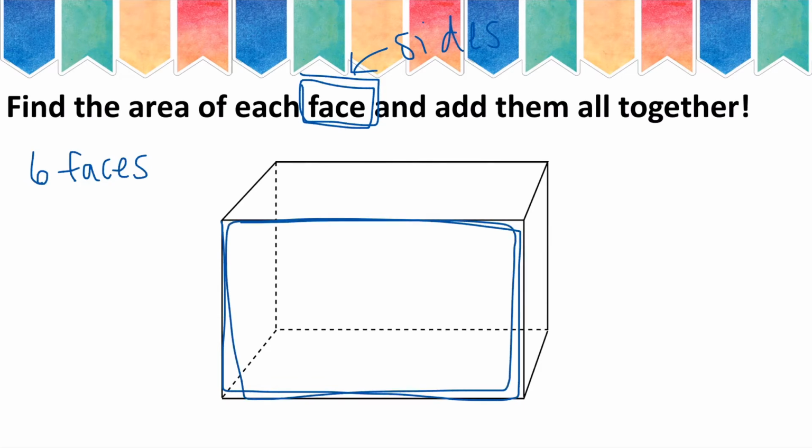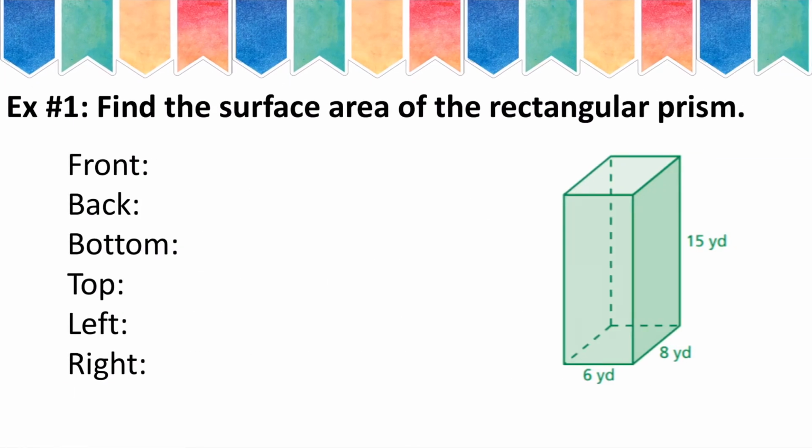So for each of the 6 faces, we will use the formula A equals length times width. And then we will just add them all together. So let's look at this first example. First, I'm going to start with the front of the rectangular prism, which would be this box here.